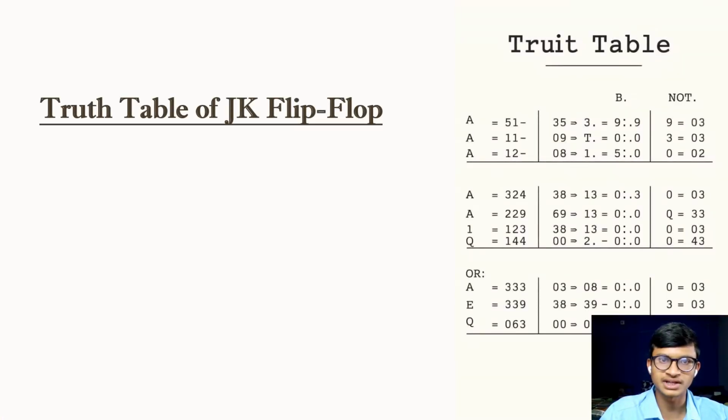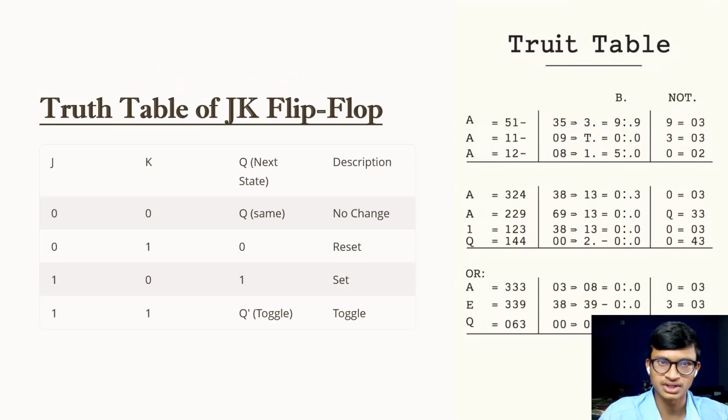Truth table of JK flip-flop. This truth table explains how JK flip-flop behaves. If J is equal to 0 and K is equal to 0, the output stays the same. If J is equal to 0 and K is equal to 1, it resets to 0. If J is equal to 1 and K is equal to 0, it sets to 1. And most importantly, if both are 1, the output toggles. This makes JK flip-flop more versatile than the SR flip-flop because it avoids the undefined state.